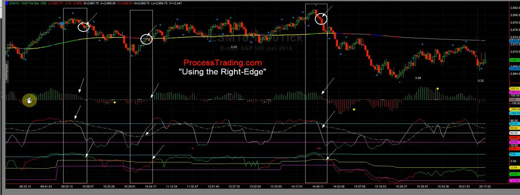We see on the energy that the energy came in strong here, which is indicated by the green part of the histogram, and then it turned weak, which is indicated when it turns yellow, and also the red underscore shows some weakness to it.